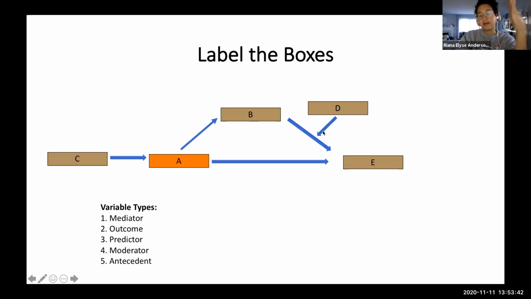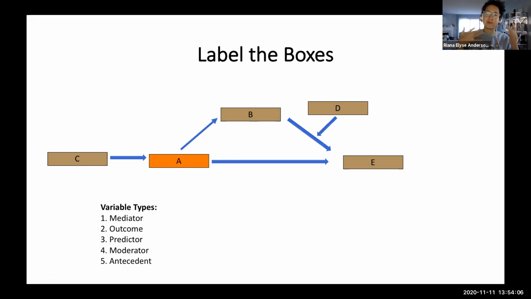D is our moderator, or again, what I like to call the seesaw. It's what modulates a relationship. So anytime you see an arrow that's pointing at a line, it helps to seesaw or to modulate the relationship between B and E. So if B and E have a relationship, the strength of D helps to let us know about just how much that relationship between B and E will teeter.